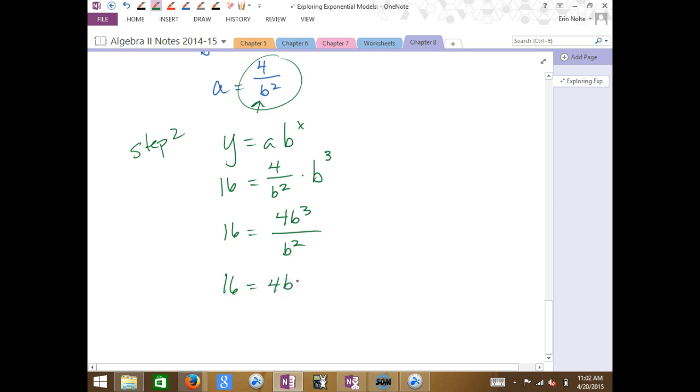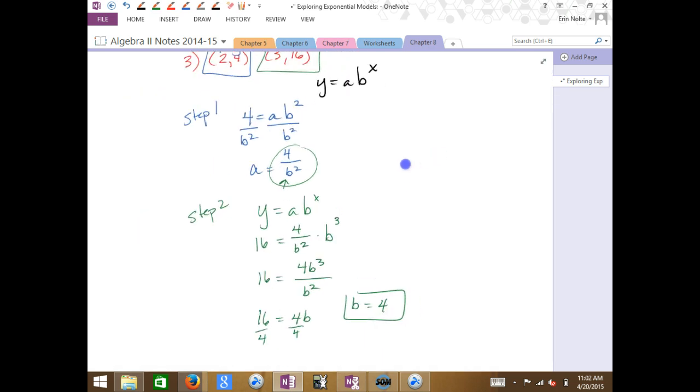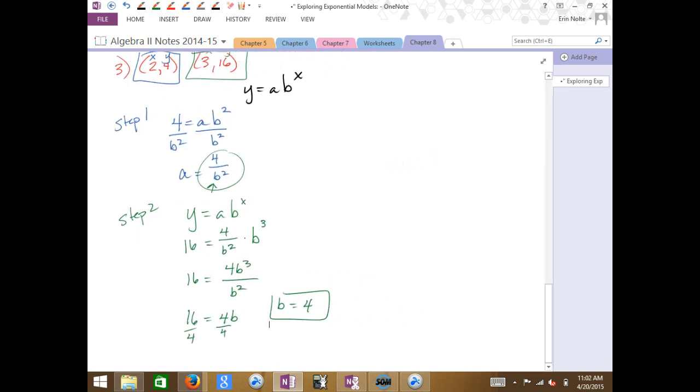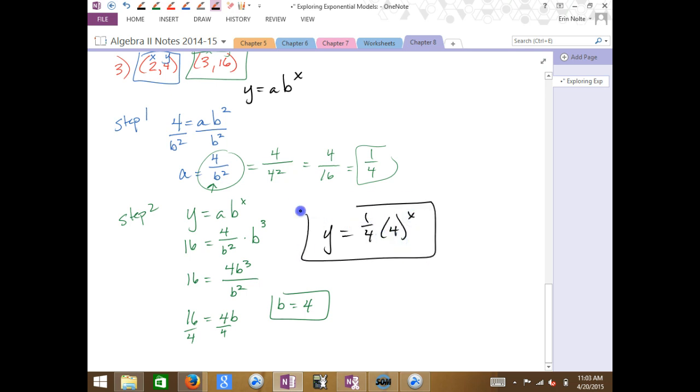And now my last step in solving for b is to divide by 4. So we got the b value. But remember, I still have to find the a value. How do I find the a value? Plug that in, into that blue equation. So b we found to be 4, so 4 squared is 16. So the b is 1/4. Now if I go back to my black equation, the equation is y is equal to 1/4 times 4 to the x.